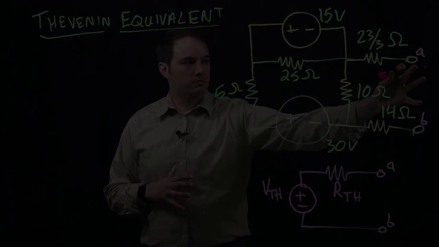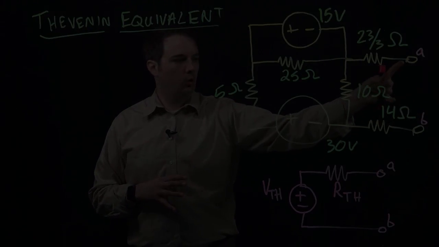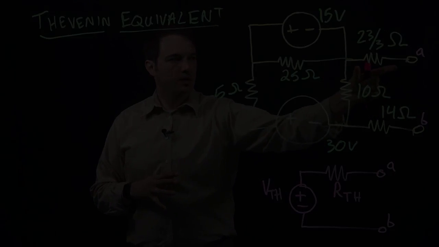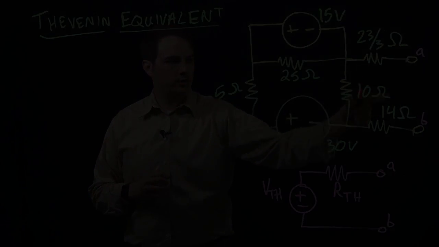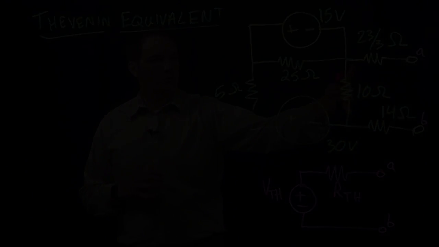Because again, what we want to be able to find to determine this Thevenin equivalent voltage is what would be the voltage between terminals A and B in this open circuit configuration. Or in other words, as we know, if these are open circuit terminals, there's no current flowing through this resistor here and no current flowing through this resistor here. Therefore, the voltage we're really trying to find is specifically what's across this 10 ohm resistor right here.